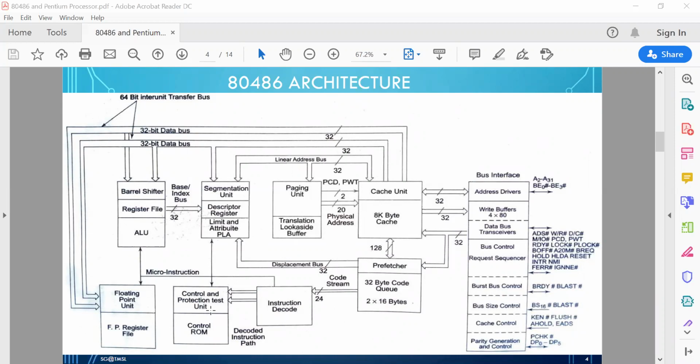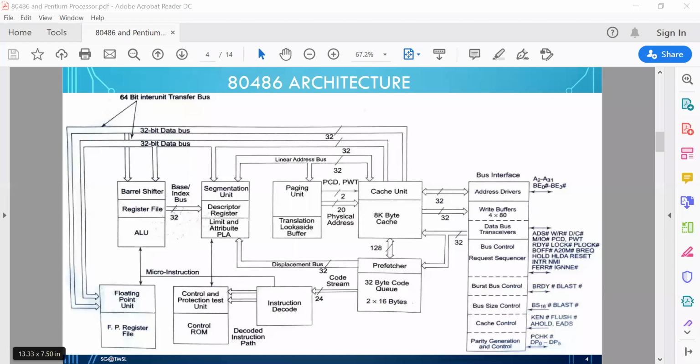Now the control and protection test unit generates micro instructions transmitted to other units and performs the protection testing. First it compares whether the request is at the same privilege level or not. According to the privilege level, the protection mode is enabled, so that no unauthorized access can be made to perform any operation.